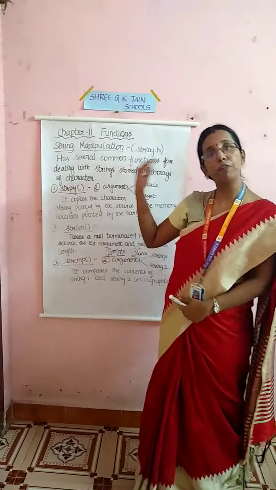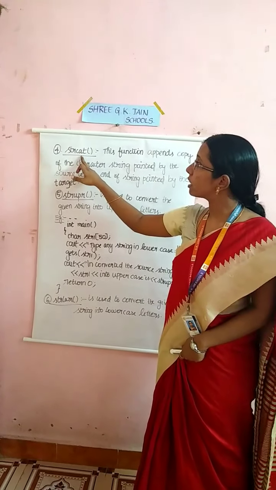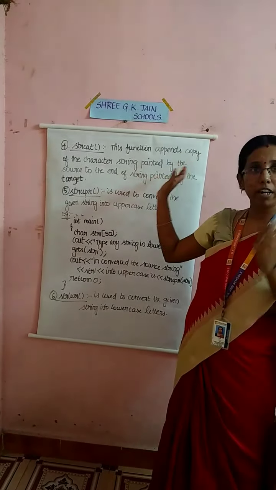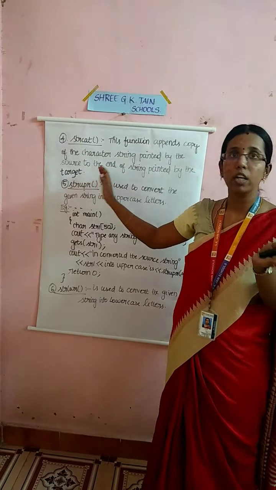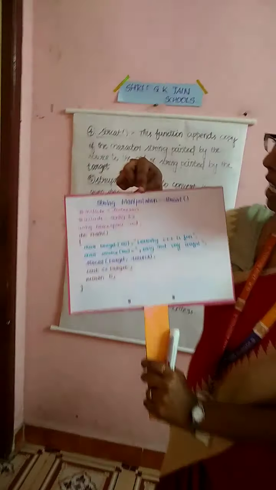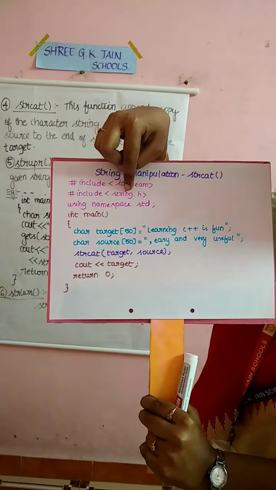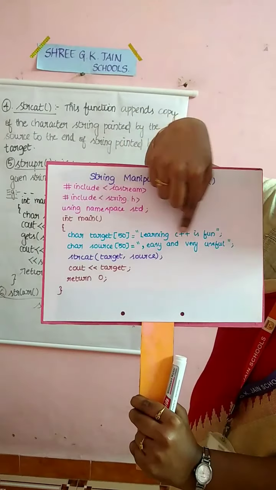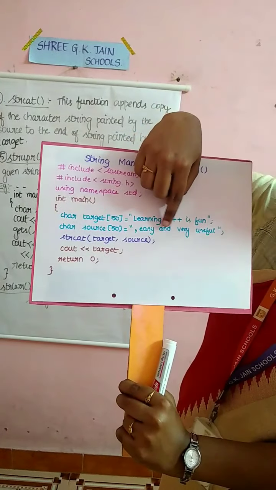Now I will explain the fourth function. Coming to the fourth function, string concatenate, the strcat function, this function will append your target string with the source string. I will first explain the example, then you will easily understand the definition. See here, I am using strcat. I am declaring the string.h header file. The target string is learning C++ is fun. The source string is, comma, easy and very useful.